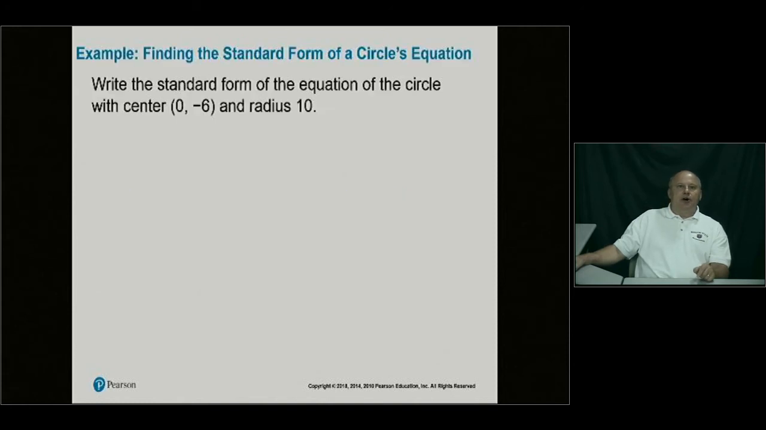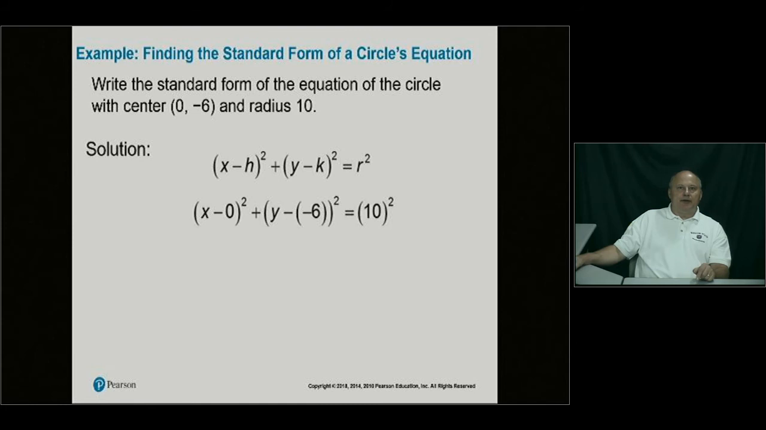Okay? So finding the standard form of a circle's equation. We're going to write the standard form of an equation of a circle with center (0, -6). That's your h and your k. h is 0, and k is -6, and the radius is 10. So it's just a matter of dropping it into the formula. (x - h) squared plus (y - k) squared equals r squared. Okay? So what is h? Well, that's 0. What is k? That's -6. And what's r? That's 10. Well, let's just drop them into the formula.